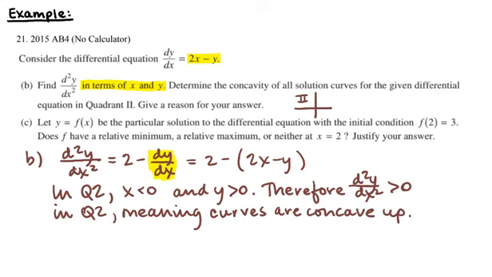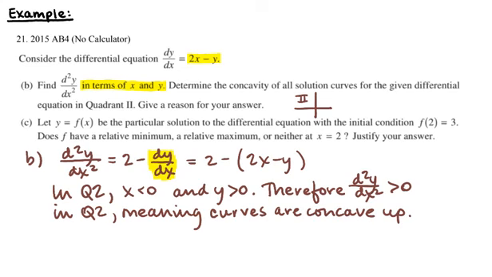Now part C. Let y equals f of x be the particular solution to the differential equation with the initial condition f of 2 equals 3. So that means that the graph of f passes through the point x equals 2, y equals 3. Does f have a minimum, a maximum, or neither at x equals 2? So you should be thinking the same thing as last time. We're going to have to use the second derivative test.